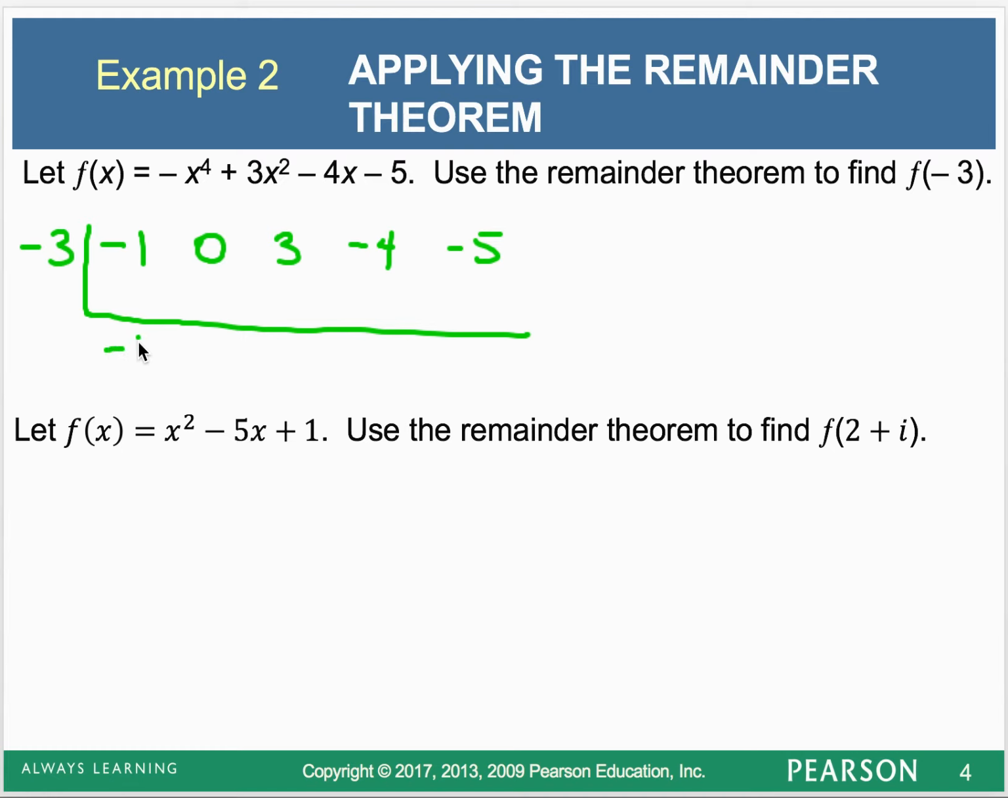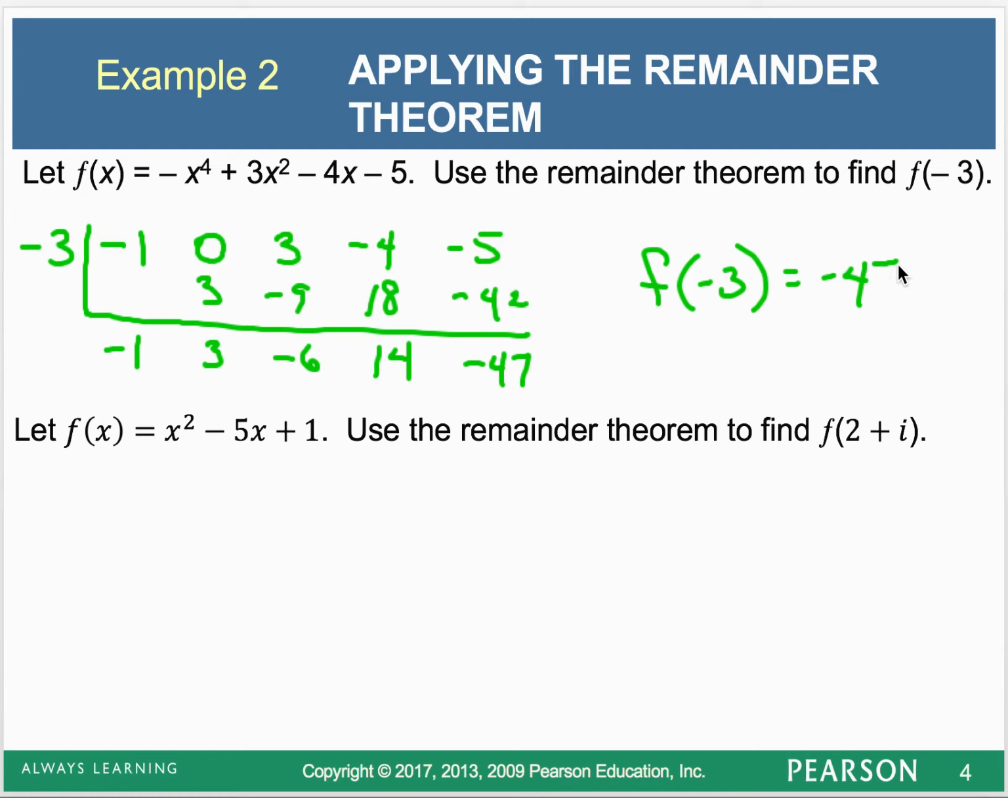So bring the first number down. -3 times -1 is 3. Okay, add them. -3 times 3 is -9. Add them. -3 times -6 is 18. Add them. -3 times 14 is -42. Add them. So now I know that f of -3 equals -47. And I didn't have any difficult math at all. As difficult as it got was 3 times 14.